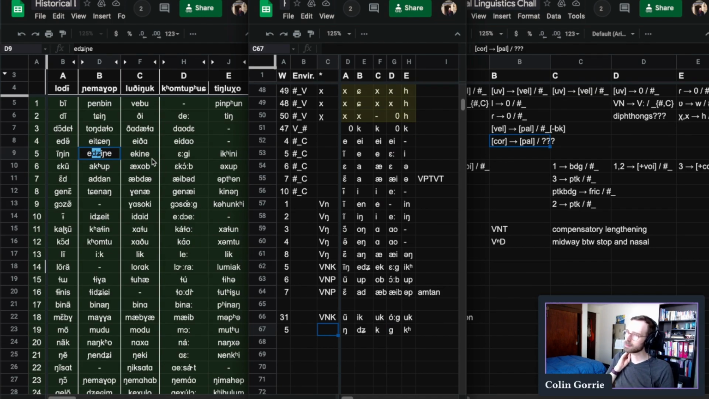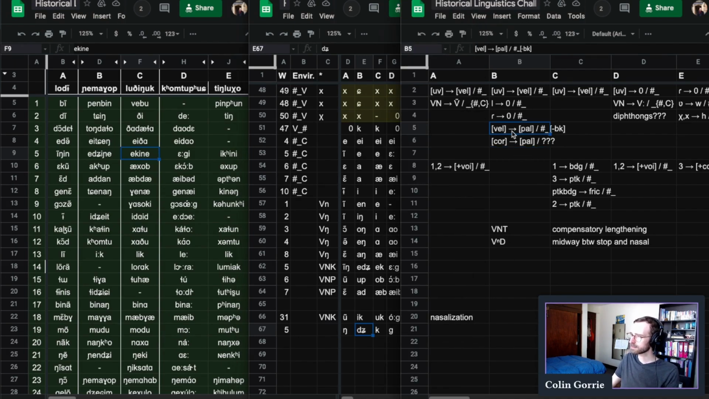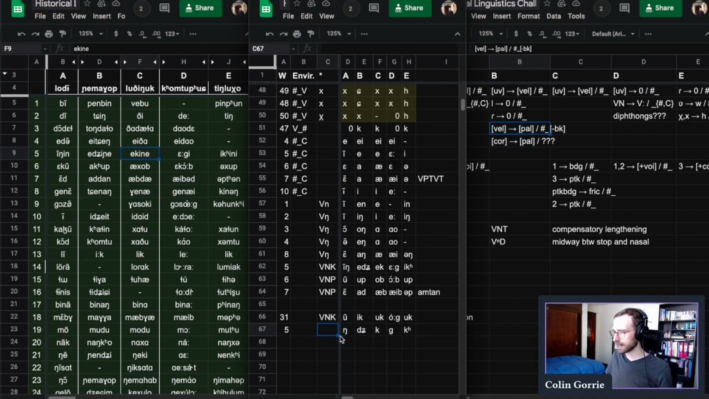We have to find some reason why we get a nasal in A and a voiceless consonant in C. But other than that, it looks like we're dealing with, oh, sorry, did I say coronal to the palatal? This is a velar to a palatal, which we already have. Okay, so focus, focus.